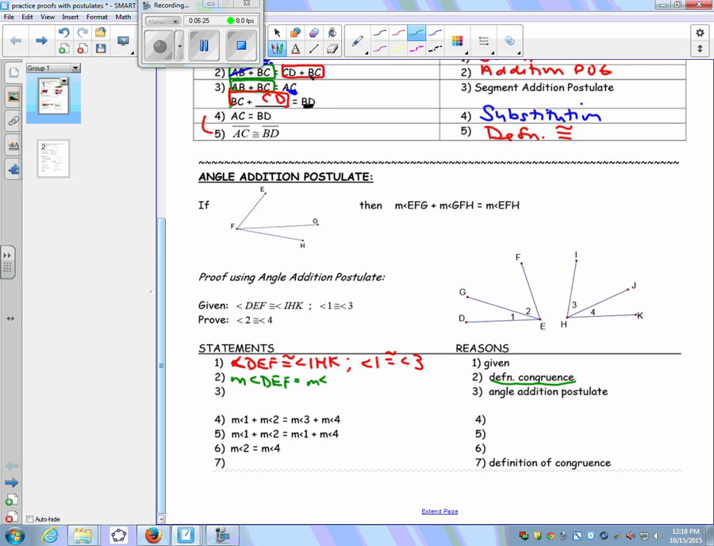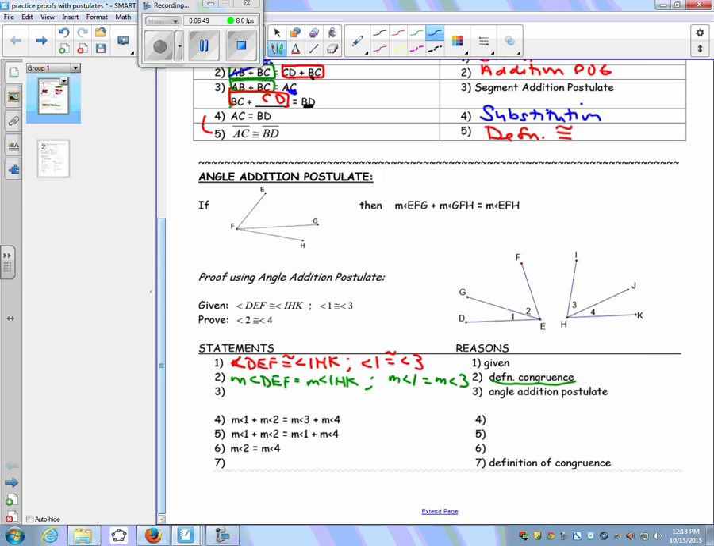Yep, we're going to turn everything into measures. Definition of congruence changes us from congruence to equals or vice versa. So in this case, we just turn everything we knew as congruent into something as equal. Now, angle addition postulate is our next reason.